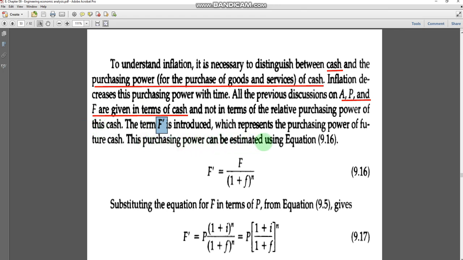This purchasing power can be estimated using equation 9.16. F dash here is the future purchasing power of the cash, F is the simple future value, 1 plus f is the inflation, and n is the number of years. We can modify this equation a little bit more, substituting the equation for F in terms of P from equation 9.5. We can simply put the equation for the compound interest, F equal to P multiplied by 1 plus I to the power n, and then simplify this equation into this form.